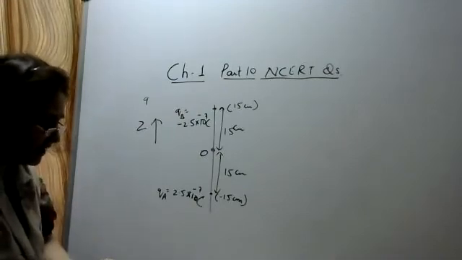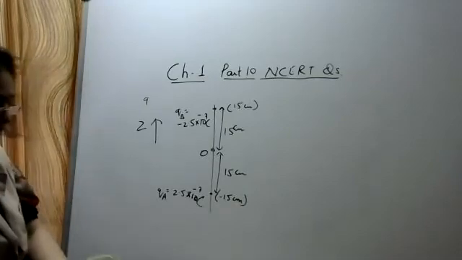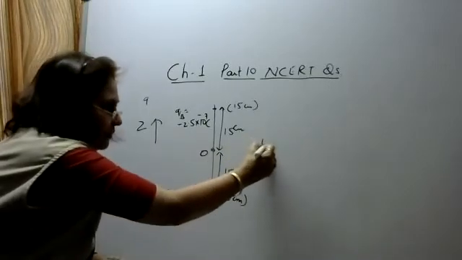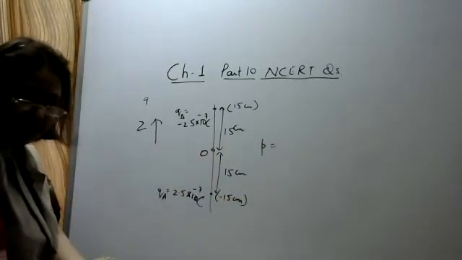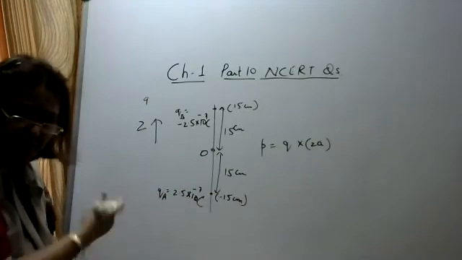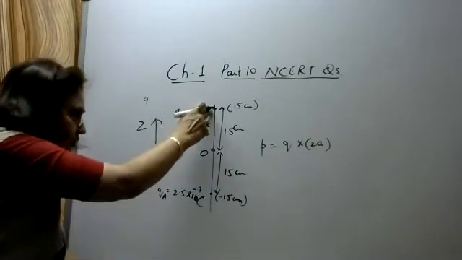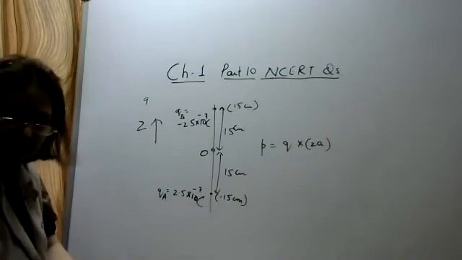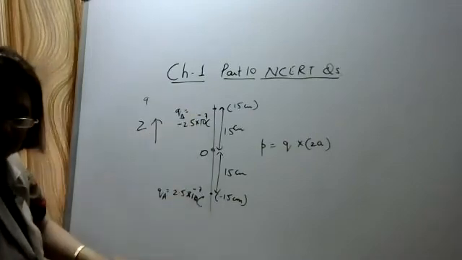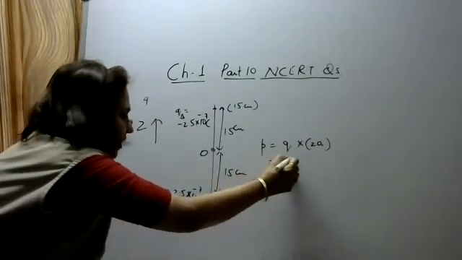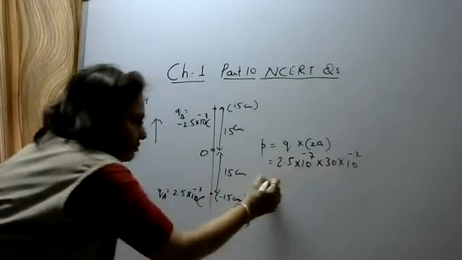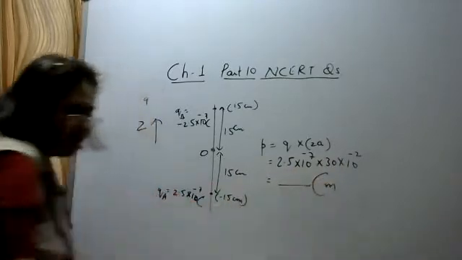Also you have to find out the electric dipole moment of the system. We know that dipole moment is Q into the dipole length. Dipole length, which we have represented in the theory part by 2a. So 2a is how much? 30 centimeter. The separation between the two charges is 30 centimeter. So 2a equals 30 centimeters, and Q is 2.5 into 10 raised to the power minus 7 into 30 into 10 raised to the power minus 2 meter. Simplify it, this much coulomb into meter.